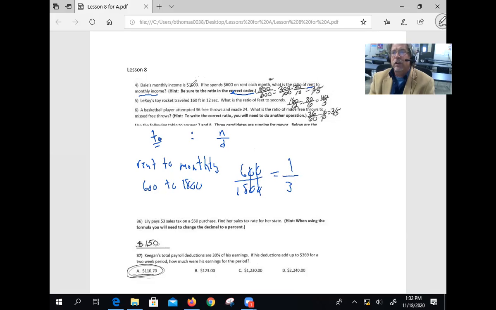Just because the 1,800 is first here and the 600 is second here, the question itself says rent to monthly income. So I should have it as 600 over 1,800. So order does matter when you're writing a ratio, so pay close attention to that.